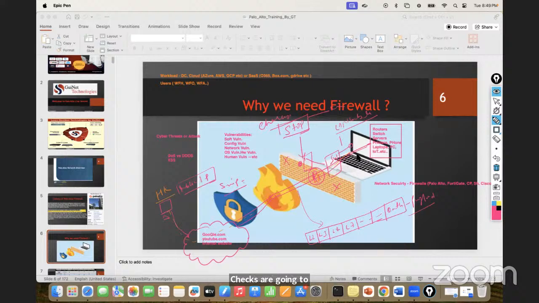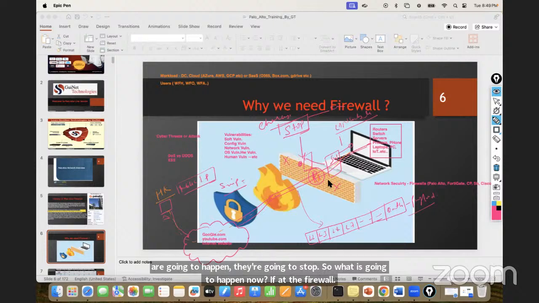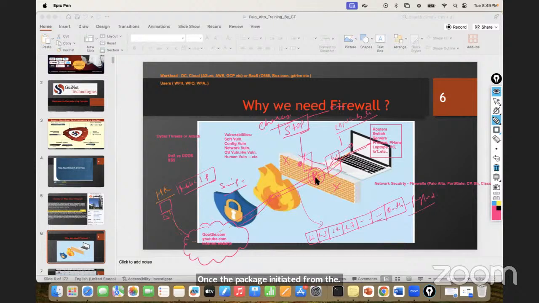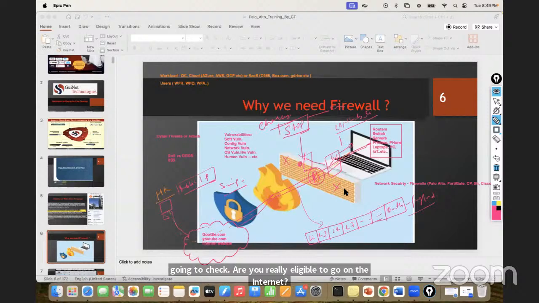So what is going to happen now? If I have the firewall, once the packet is initiated from the LAN, it is going to hit the firewall. The firewall will stop you and ask where you're going. You're going to say, I'm going on the internet. Okay, he's going to check: are you really eligible to go on the internet? How is he going to consult? He's going to consult with his brain. That is his policy engine.